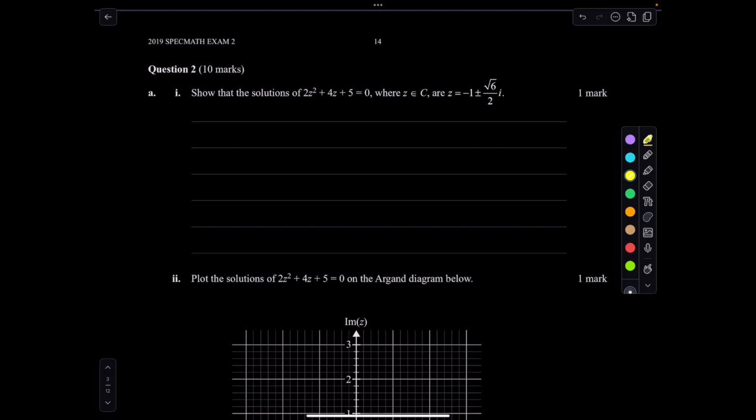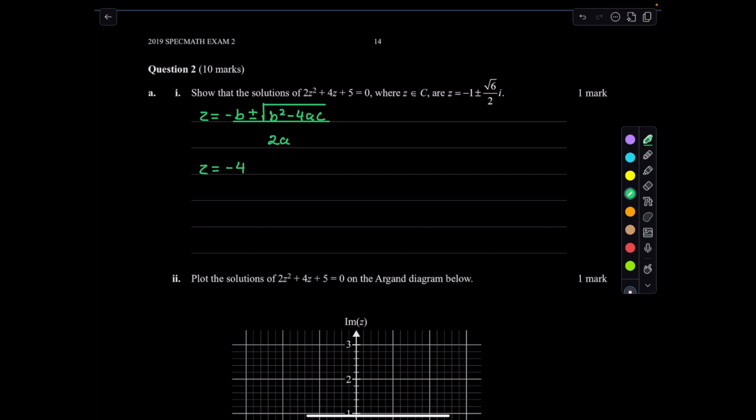Question 2. So we've tried this. Show that the solutions of this, where z is a complex number, are this. So it's just a normal quadratic. Let's use the quadratic formula. The quadratic formula, of course, is z equals negative b plus or minus the square root of b squared minus 4ac, over 2a. Now, you don't need to write it, but I'm just going to show it. Yep. So z equals, what's our b?